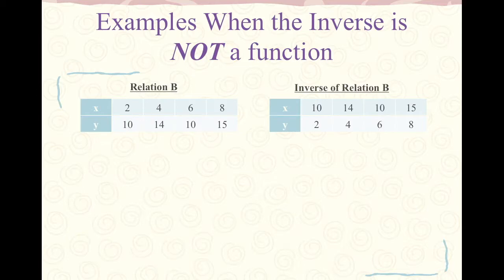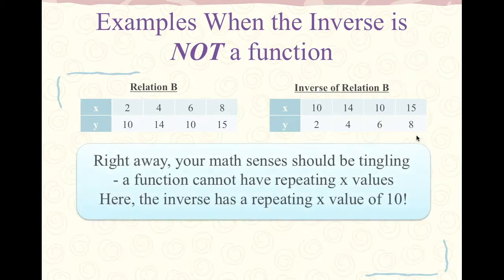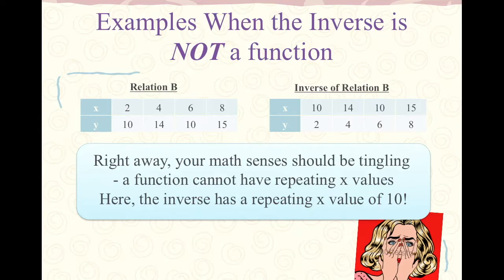I just want you to look at this for a second and recall some of the things that I've said to you in the past or that you've heard in the past. What makes a function, especially in a table of values? Well, if you look here, you have 2, 10, 4, 14, 6, 7, and here you have 10, 2, 14, 10, 6, and then, okay, look at this. Right away, your math senses should be tingling because a function cannot have repeating x values. And here the inverse has a repeating x value of 10.